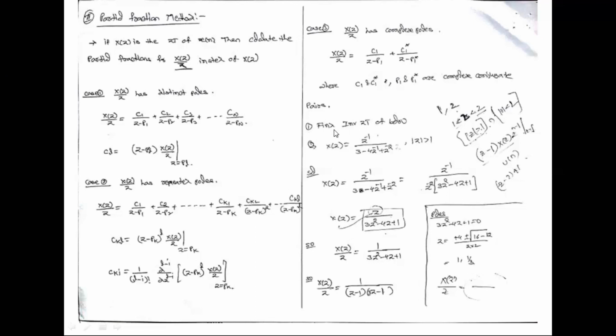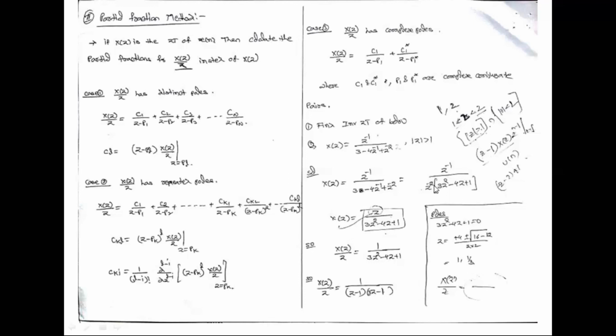Partial fraction expansion method of inverse Z transformation: x of z is equal to z power minus 1 by 3 minus 4z inverse plus z power minus 2. First of all, the given function is in negative powers of z, change that to positive powers of z.